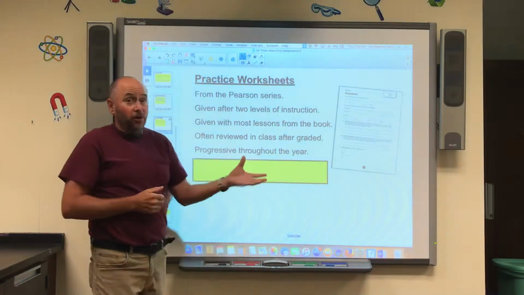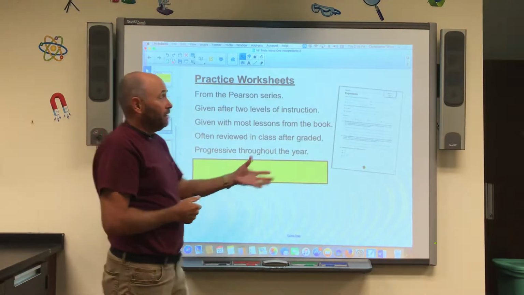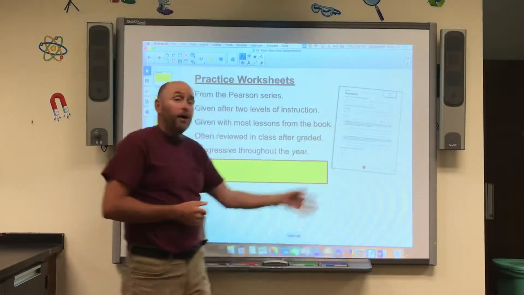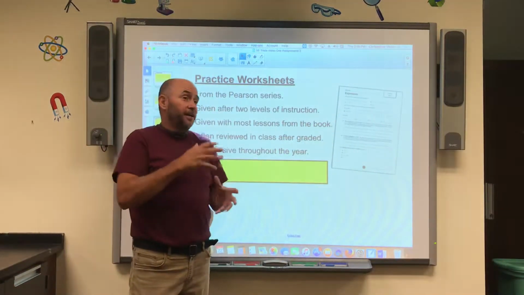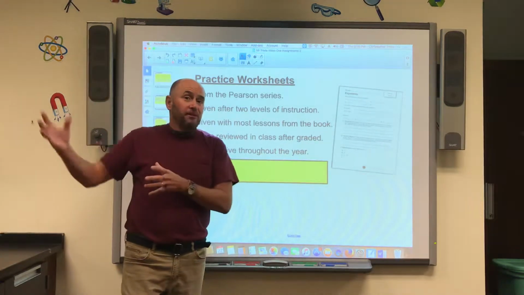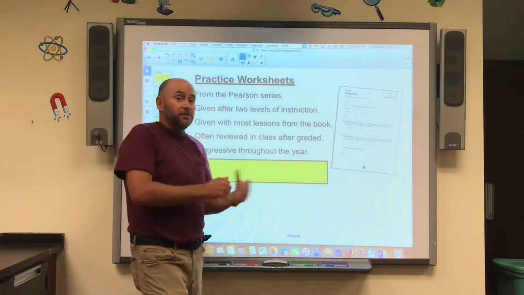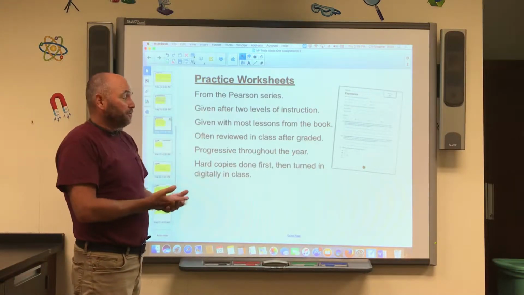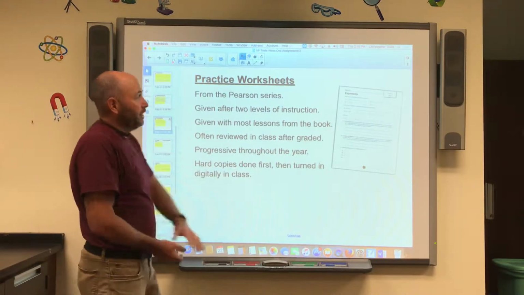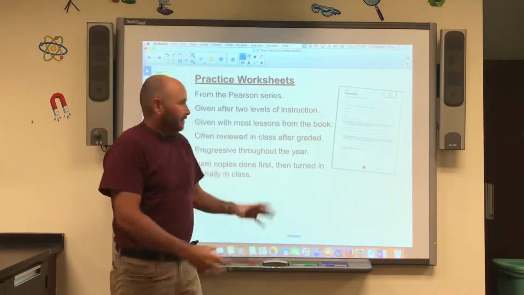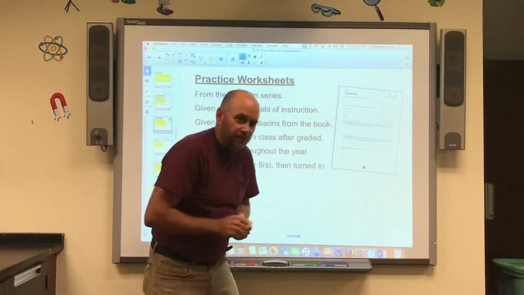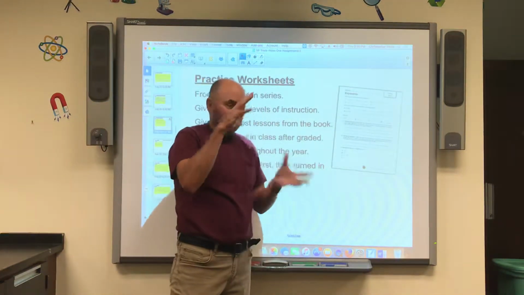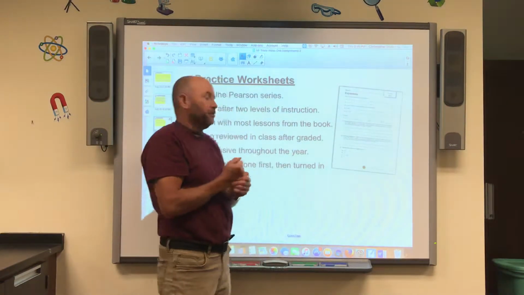They are progressive also throughout the year, which means that what we do on a practice page in topic 1.1 might reappear again in a different format in topic 5, where they're applying it to the concepts in topic 5. Hard copies, again, are done first and then turned in digitally. Okay, so they would do a hard copy. They could take the hard copy home, don't need the internet, do the hard copy, bring it in that day. They have a time frame for getting it submitted digitally. Okay?